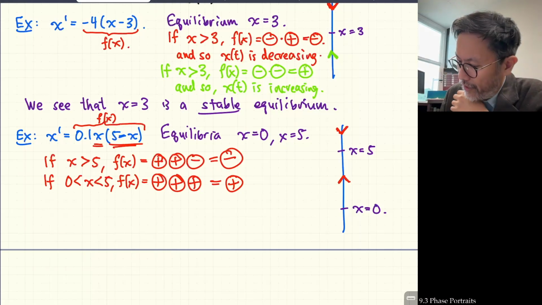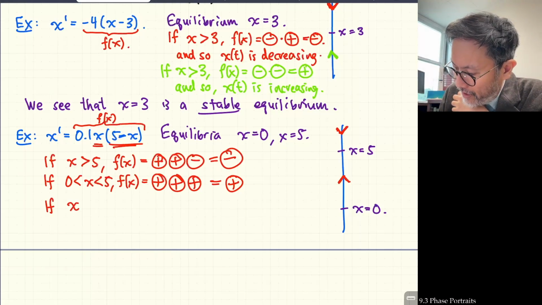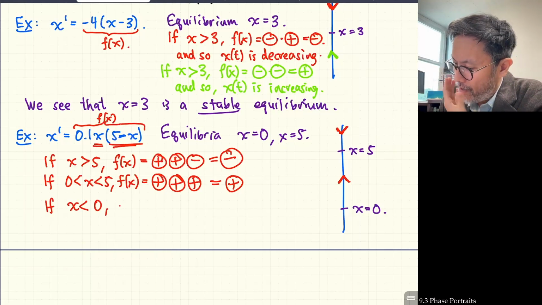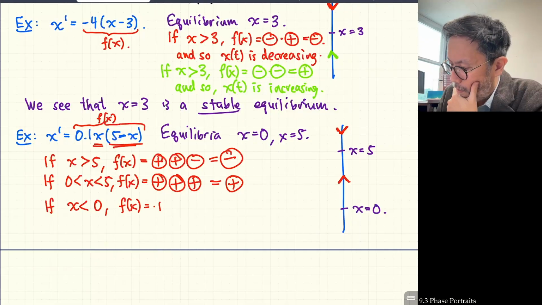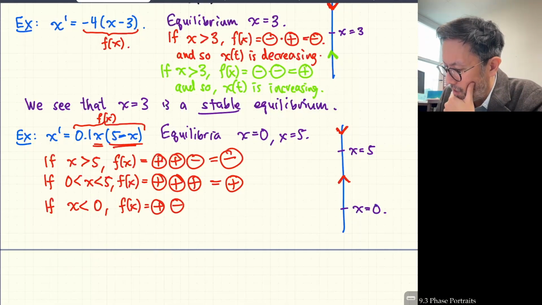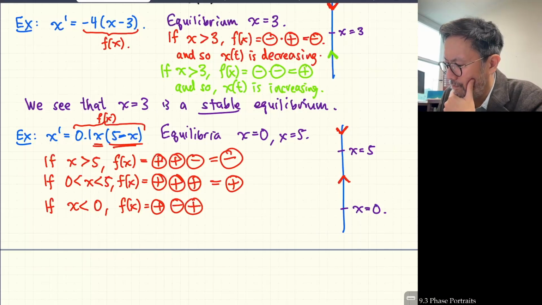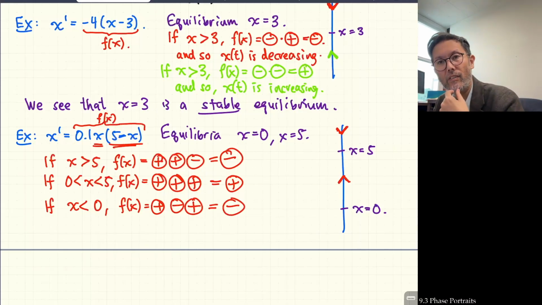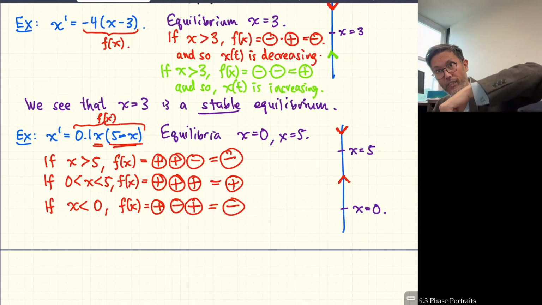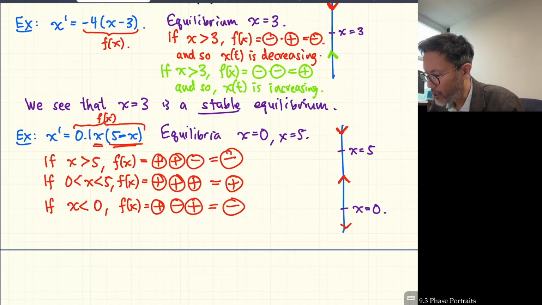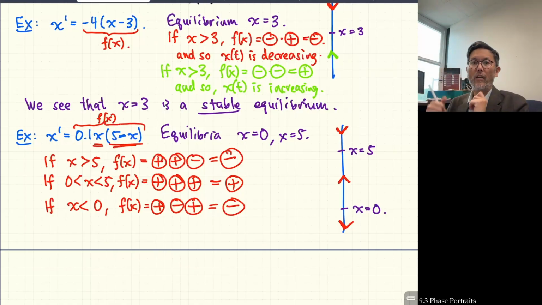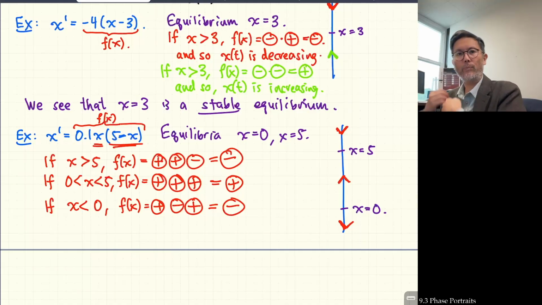Feel it? And finally, the last case is if x is negative. Then f of x looks like positive, negative. And let's see, if x is negative, then 5 minus x is positive, right? Which makes the product negative. So we're decreasing, so we draw a down arrow. Wherever f of x is negative, we draw a down arrow, and wherever f of x is positive, we draw an up arrow in our phase portrait. Here is the phase portrait for this differential equation.